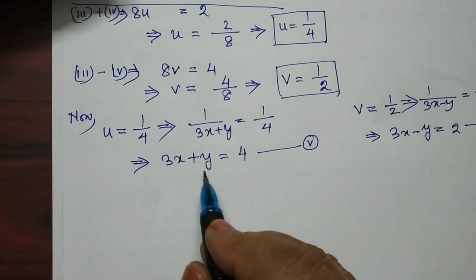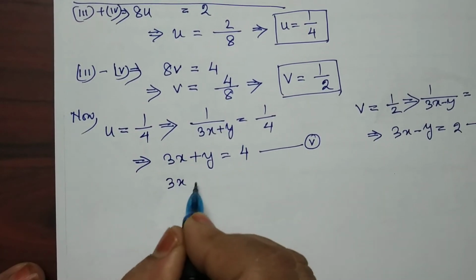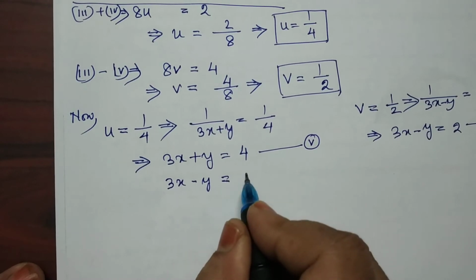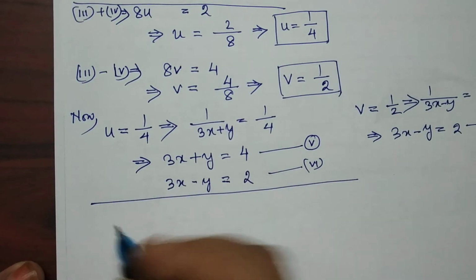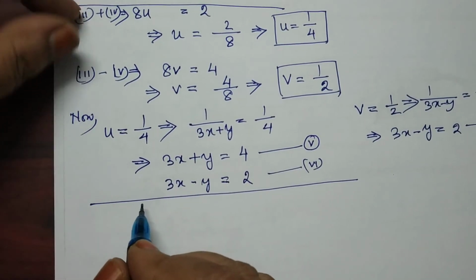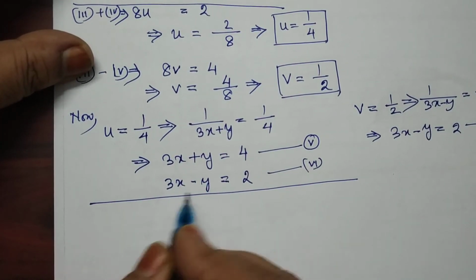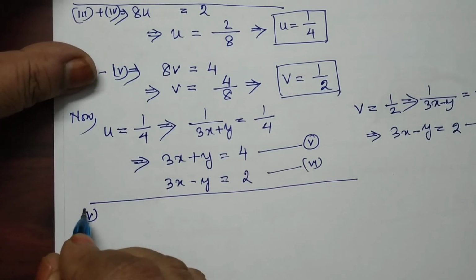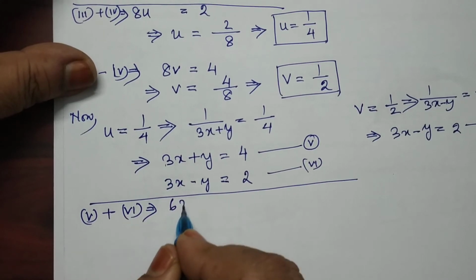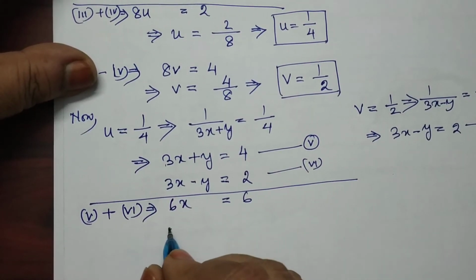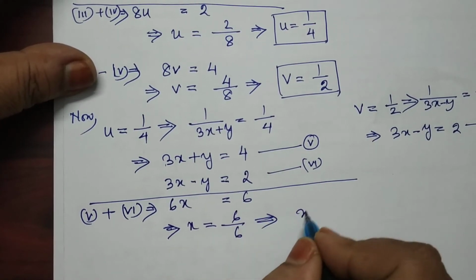Now here 3x plus y equal to 4, equation number 5, and 3x minus y equal to 2, equation number 6. If we add, then y will be cancelled. If we subtract, then x will be cancelled. That's why, if we want to eliminate y, then equation number 5 plus equation number 6. Then we will get 3 plus 3, 6x is equal to 6. This implies x is equal to 6 by 6. This means x is equal to 1.